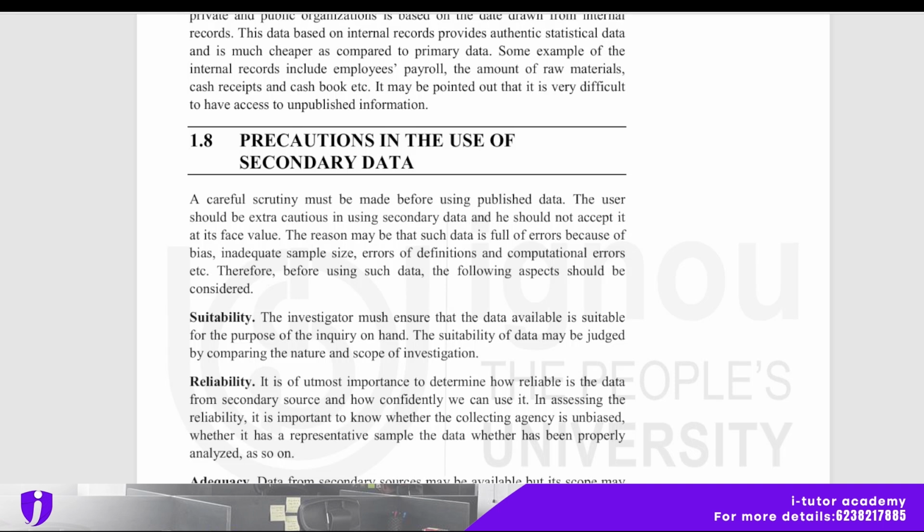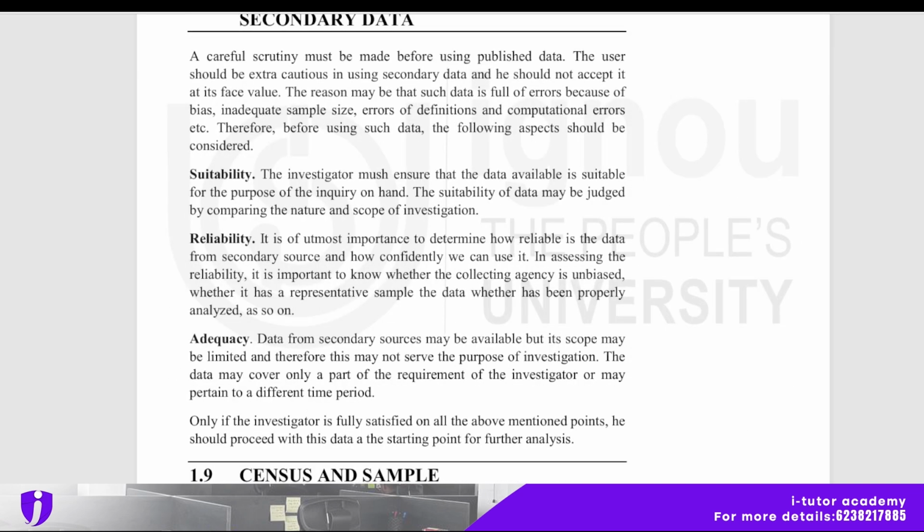A careful scrutiny must be made before using published data. The user should be extra cautious in using secondary data and he should not accept it at its face value. Suitability. The investigator must ensure that the data available is suitable for the purpose of the inquiry on hand.